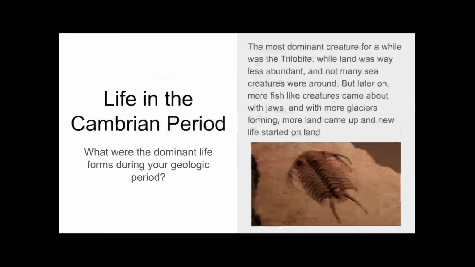Life in the Cambrian period. The most dominant creature for a while was the trilobite, while land was way less abundant and not many sea creatures were around. But later on, more fish-like creatures came about with jaws, and with more glaciers forming, more land came up and new life started on that land.